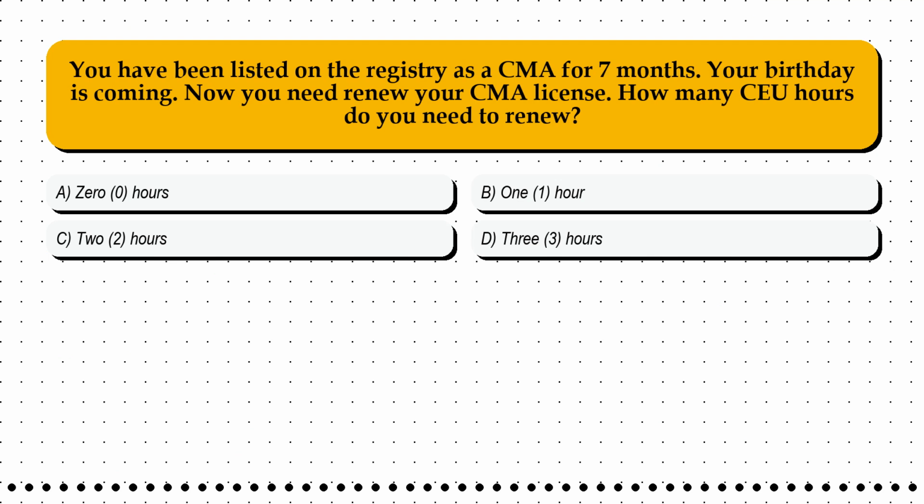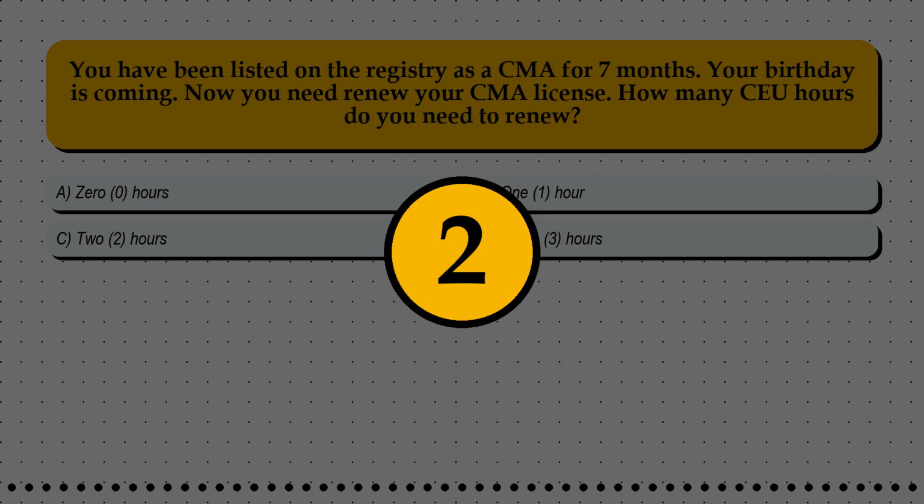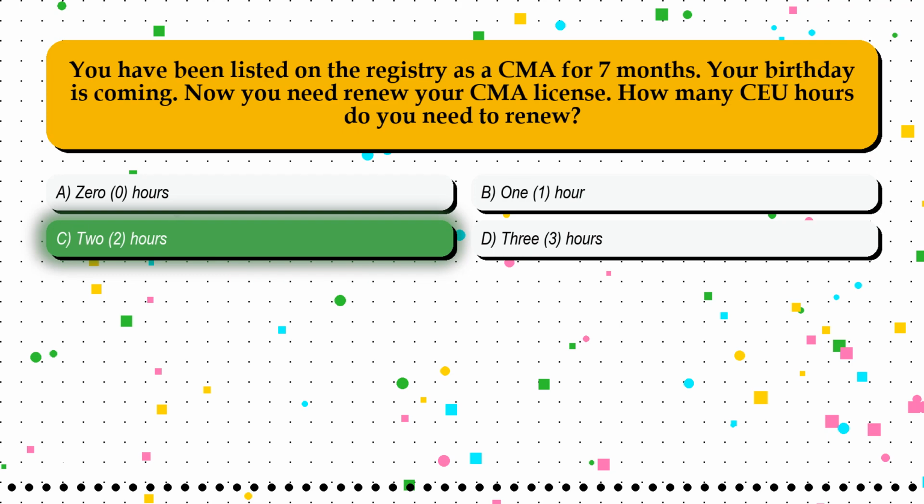Question 350. You have been listed on the registry as a CMA for 7 months. Your birthday is coming, and now you need to renew your CMA license. How many CEU hours do you need to renew? Option A, 0 hours. Option B, 1 hour. Option C, 2 hours. Option D, 3 hours. The correct answer is option C, 2 hours.